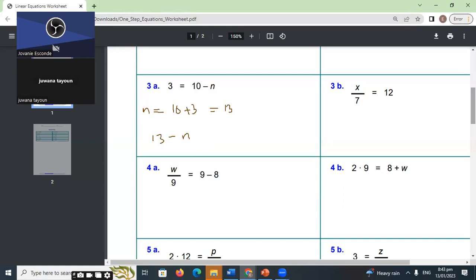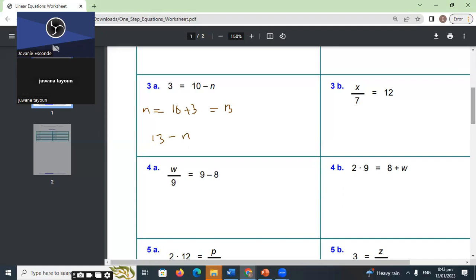Your answer is? 13 minus n, but it looks wrong. Yeah, that's actually wrong. Because as you can see there, Joanna, your letter n is on the right side, right? So the position of your n should not be transferred automatically to the other side. Because what you did there, you just put n and it equals 10 plus 3, which is different.